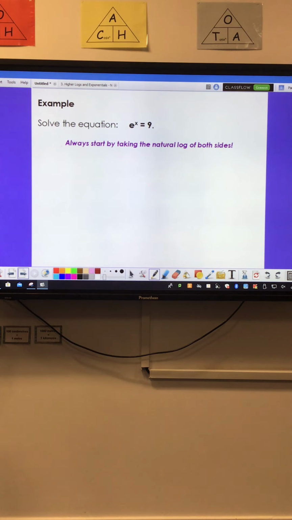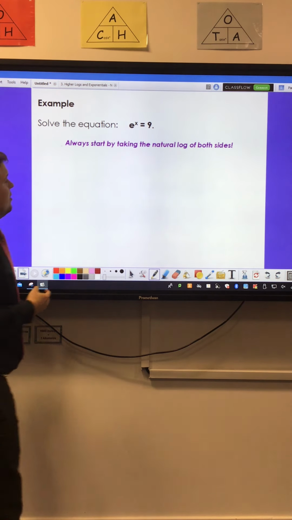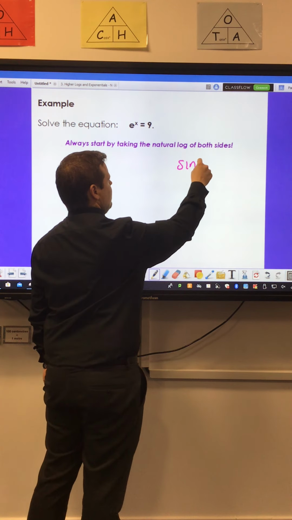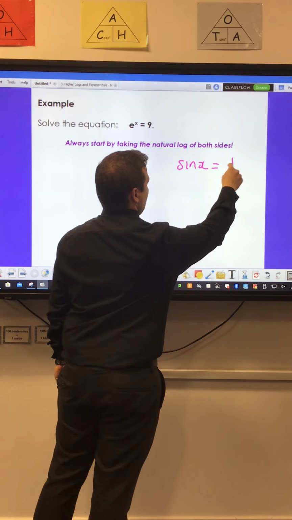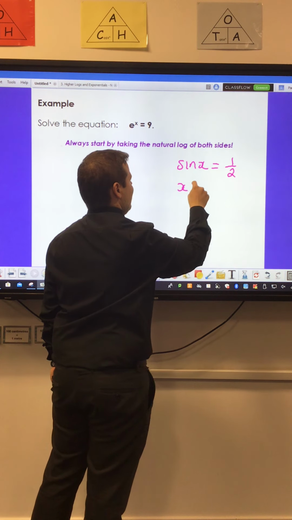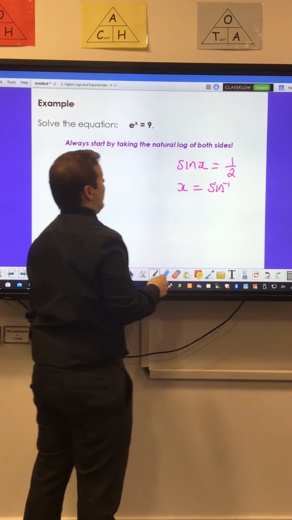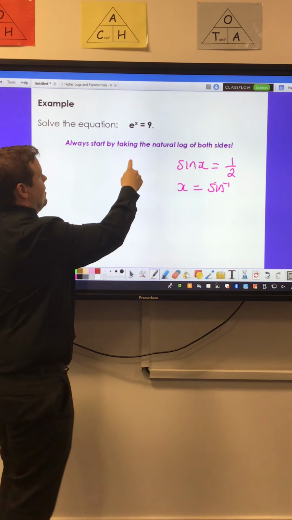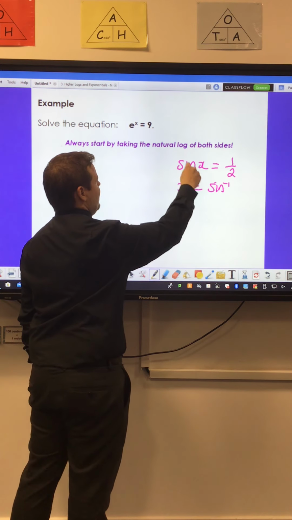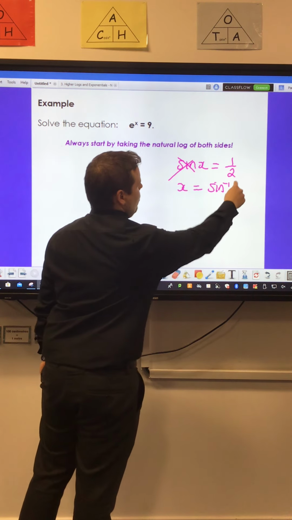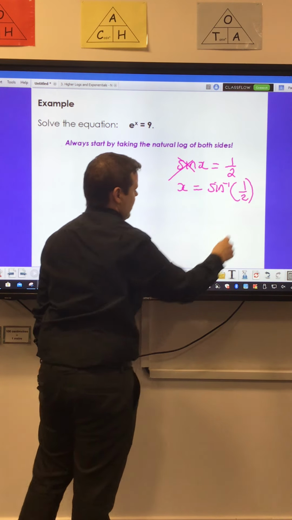So solve the equation e to the power of x equals 9. And we're going to start by taking natural logs of both sides. The reason for that being, if you think of the example sine x equals a half, what you would do is sine inverse. And that's essentially what you're doing here. You're technically taking sine inverse of either side, and that would get rid of your sine, but obviously brings it in over the other side.